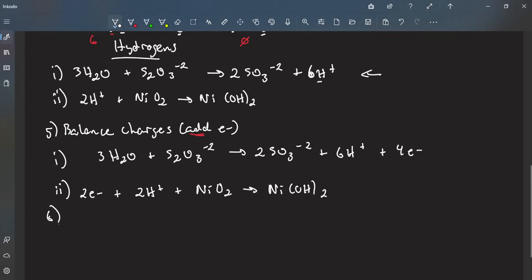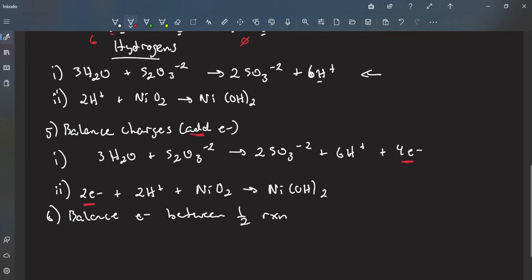And what we're doing in our 6th step is we're going to balance electrons between each half reaction. Because we see that here, in this oxidation reaction, we have lost 4 electrons, and in the reduction reaction we have gained 2 electrons. So between these half reactions, the number of electrons lost and gained are not equal.